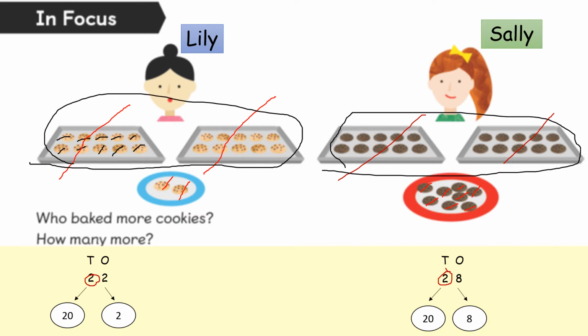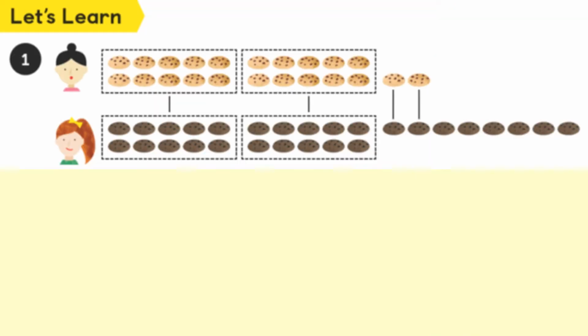So now we need to look at the ones, because the 2 10s are the same. So let's look at the ones. So Lily baked 2 cookies, but Sally baked 8 ones. Oh, we know that 8 is more than 2, isn't it? 8 is more. So who baked more cookies? Sally baked more cookies.